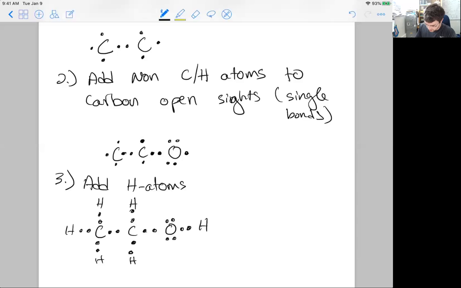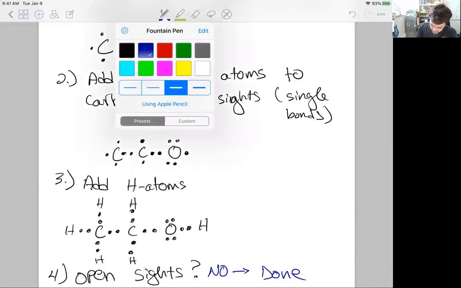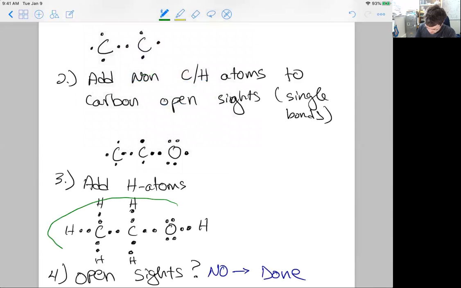We should check for open sites. Are there any open sites? Our answer is no. If we look, we have no more single electron holes sitting around these atoms. If the answer is no, then we're done. All right, so what we have here is a stable molecule where every element has an octet, even the oxygen atom.